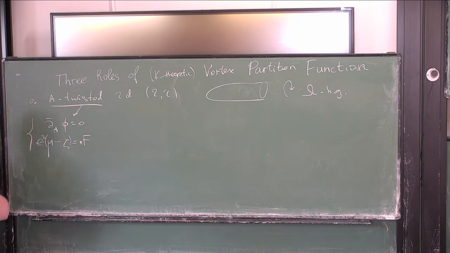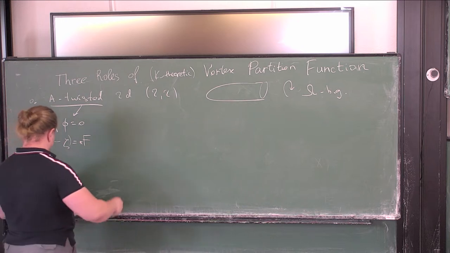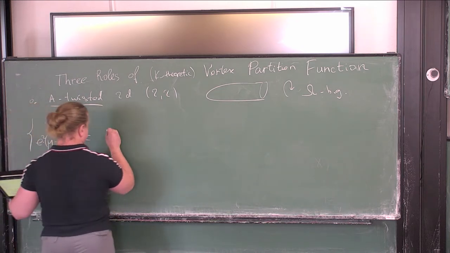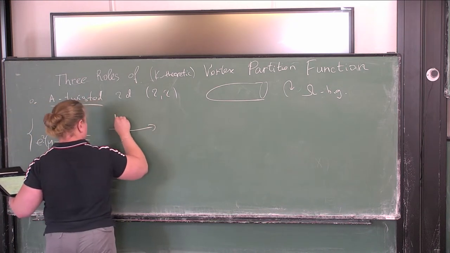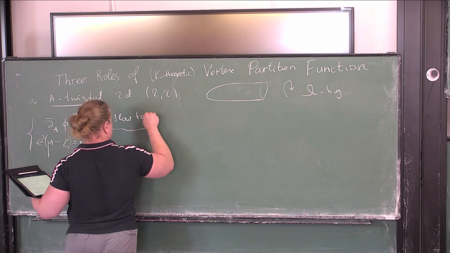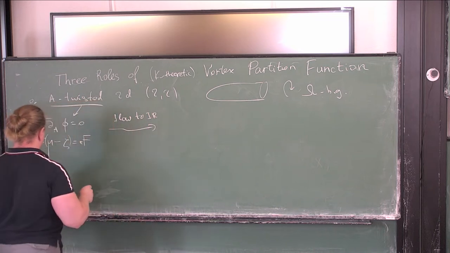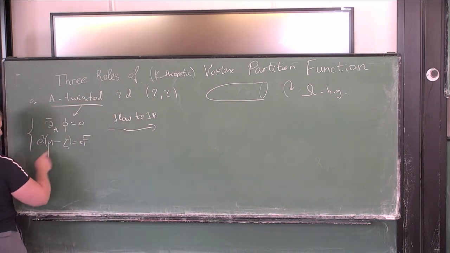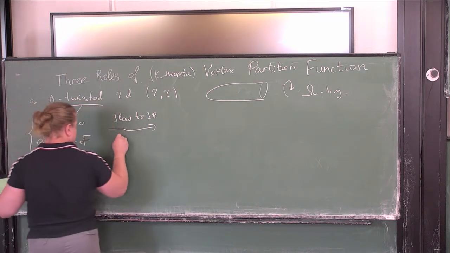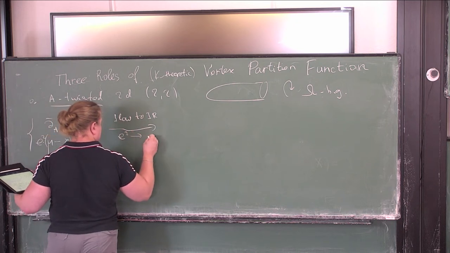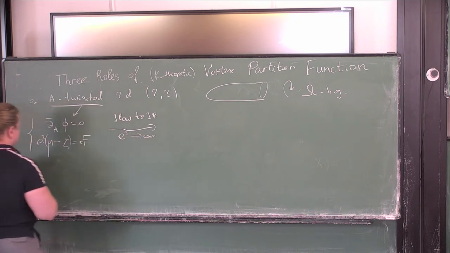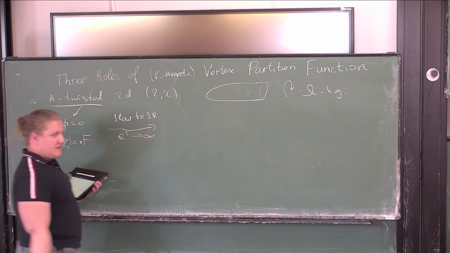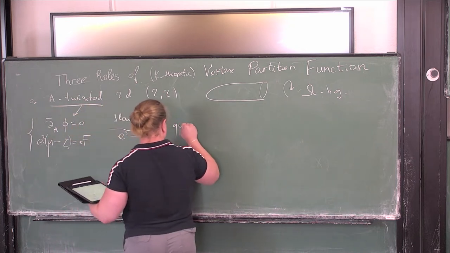And as one goes to the IR, one sends these parameters to infinity. So in particular, if you take e to infinity, this becomes quasi-maps.